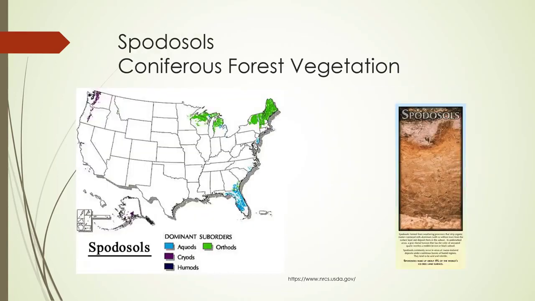Spodosols are coniferous forest vegetation. These are our soils in our forest areas. Wet, cool climate, very acidic, and low in natural fertility.